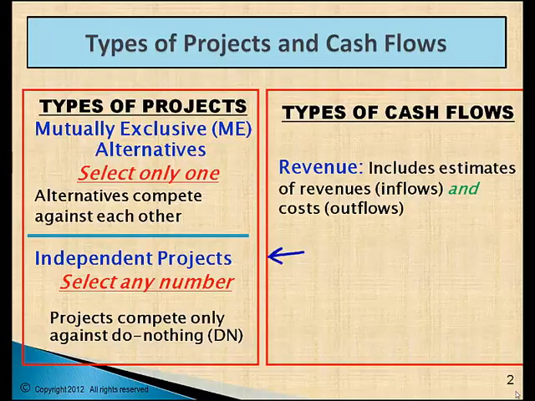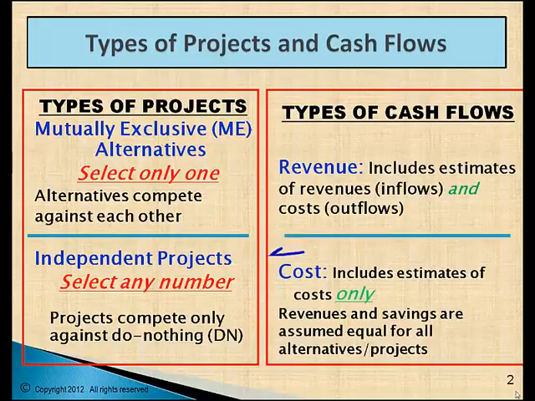The estimated cash flows for each project may include both revenues, that is, cash inflows, and outflows, that is, costs. This is called a revenue alternative. The only other option is a cost alternative. Here, no revenues are projected because they are assumed to be the same for each alternative.